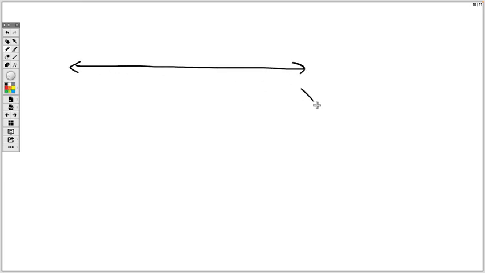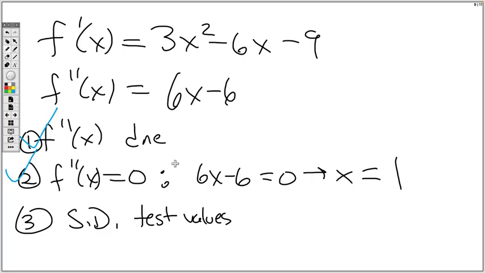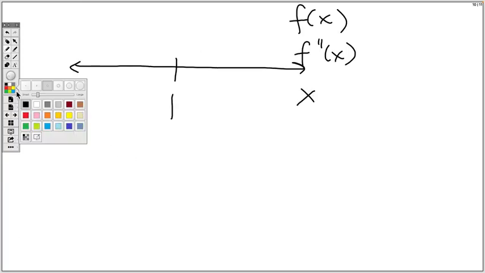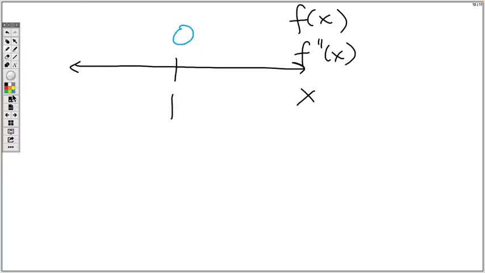So once again, here are my x values. Here's my f double prime of x. And then I'm going to see what that means about my function f of x. The only critical value we got was x equals 1. And at x equals 1, the second derivative is 0. And now I'm going to plug in some test values. So what's your favorite number to plug in less than 1? 0. Favorite number to plug in bigger than 1? 2. Once again, you pick your own numbers.